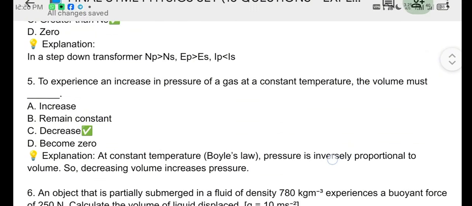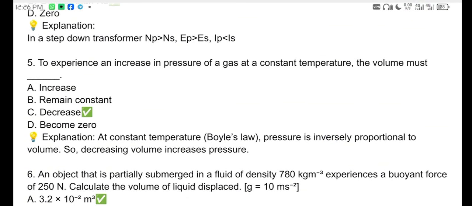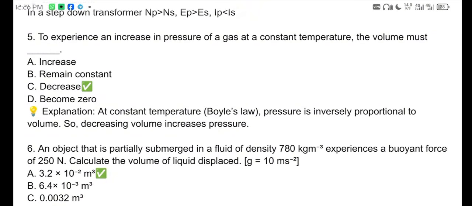All right, so the next question here is, to experience an increase in pressure of a gas at a constant temperature, the volume must what? Decrease. Why? Because the law states that pressure is inversely proportional to volume at a constant temperature. So if pressure is increasing, volume will be decreasing. So that is your Boyle's law.